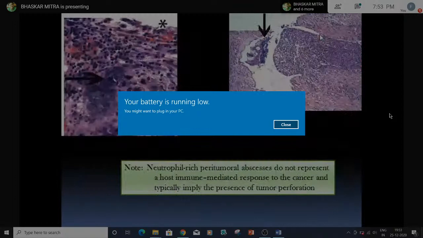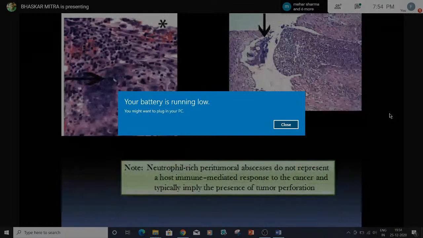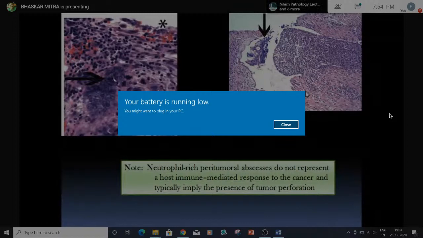Now, if we get a neutrophil-rich peritumoral abscess, that signifies the presence of tumor perforation, because always remember that neutrophil-rich peritumoral abscesses do not signify any host immune-mediated response. It is just because of the fecal matter or tumor cells going beyond that area, leading to development of this abscess. So there must be a point of perforation, so that these neutrophilic abscesses are created, and this suggests perforation of these areas. So these are the things we have to look for carefully before doing the proper TNM staging, because T3 versus T4 makes a huge difference in the treatment.